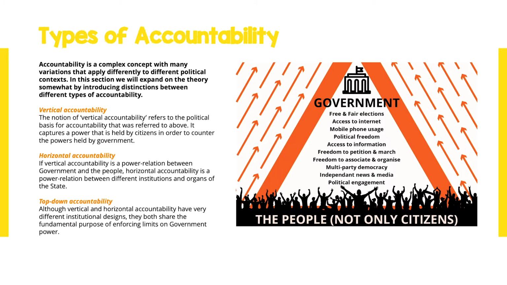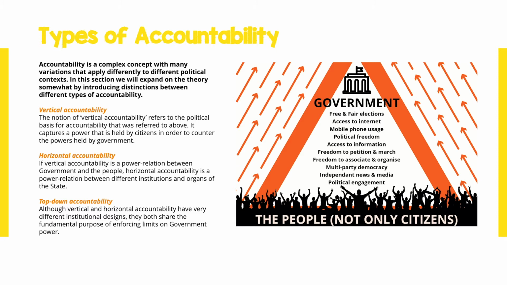There are several types of accountability, because accountability is a complex concept with many variations that apply differently to different political contexts. In this section, we will expand on the theory somewhat by introducing distinctions between the different types of accountability. We have what we call vertical accountability, which refers to the political basis for accountability that was referred to above. It captures a power that is held by citizens in order to counter the powers held by government.